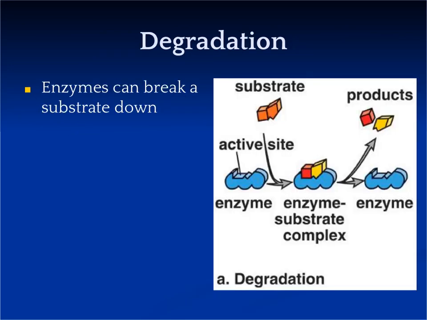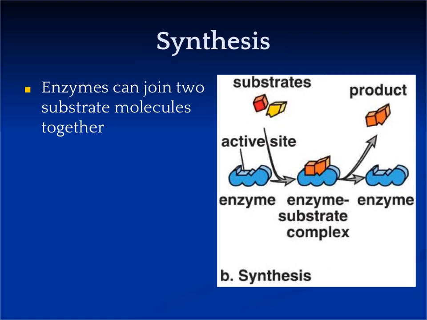Enzymes can do two different things. They can break things down. That's called degradation. So you start with a molecule that's large, and you break it into two smaller pieces. Enzymes can also do something called synthesis, and that means they join two substrate molecules together. So you start with two different molecules as the substrate, and the product is one molecule.